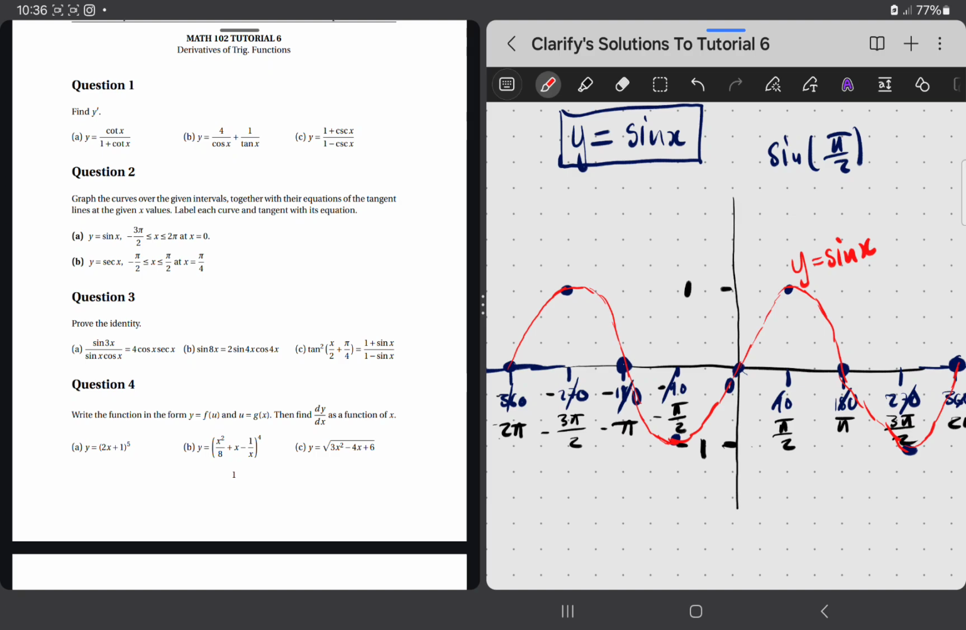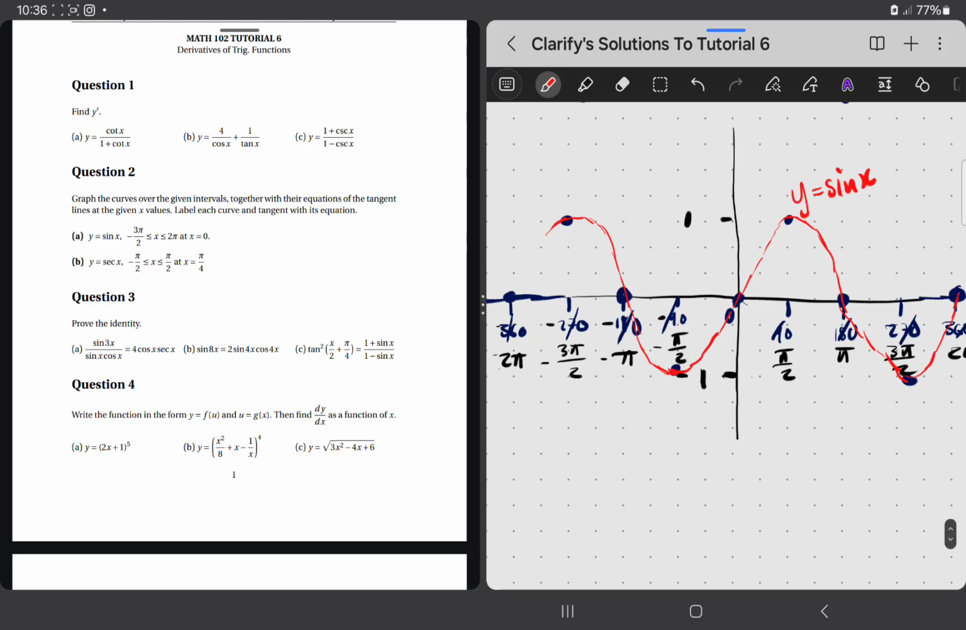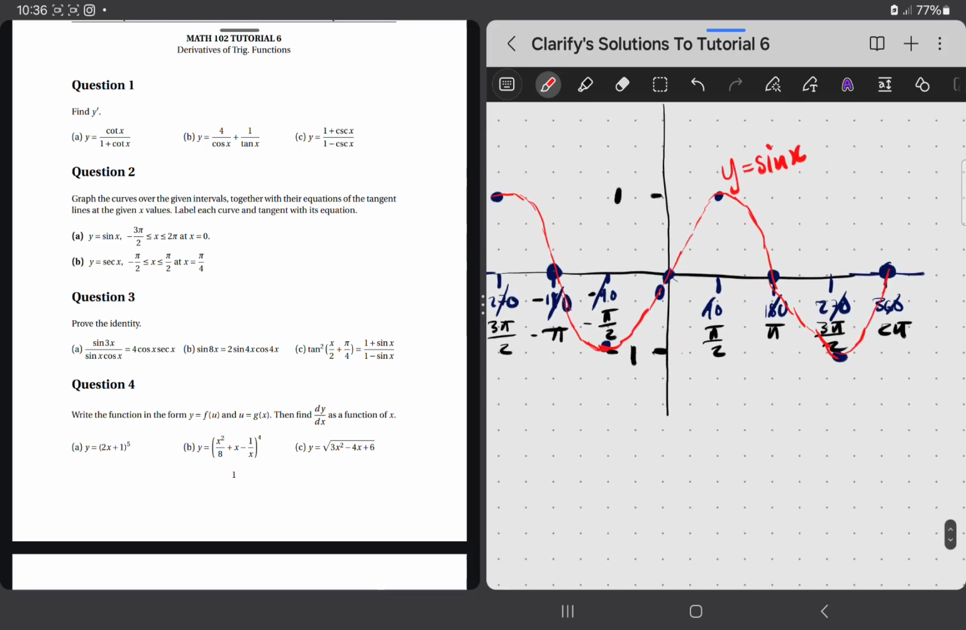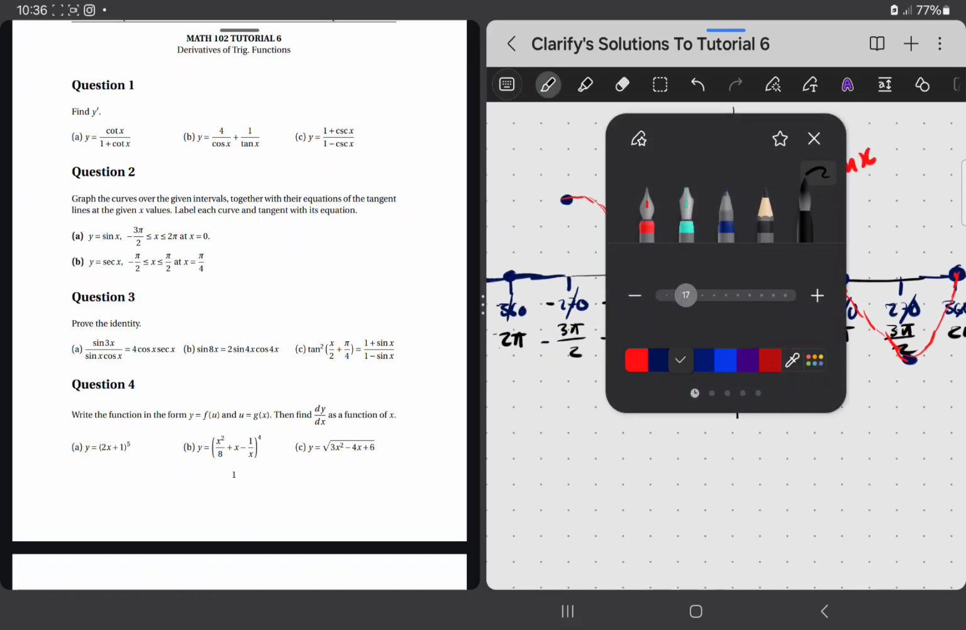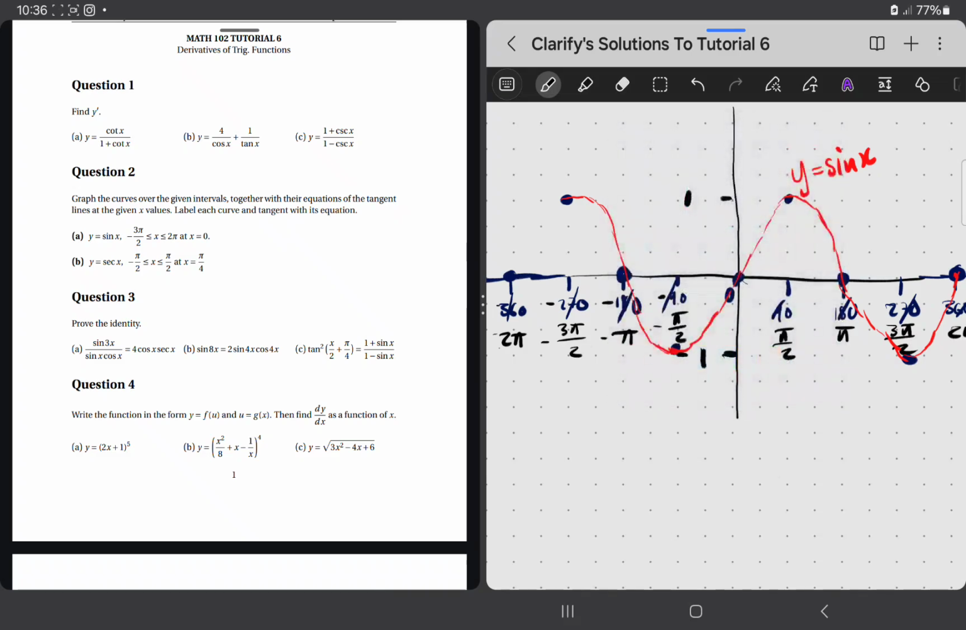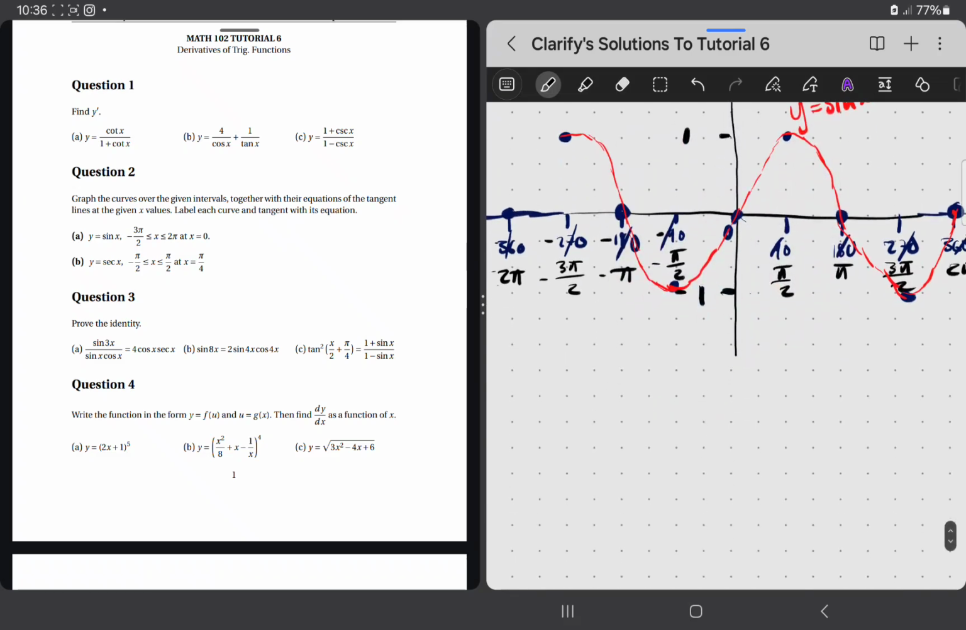Okay, remember, I'm not really answering the question, because if you're answering the question, then they don't want this other part. They want you to start at negative 3 pi over 2 and end at 2 pi. So this is where you would end, right? But yes, of course, I'll answer the question as well. But I want you to see all the different types. So this is the graph of y equals sine x.